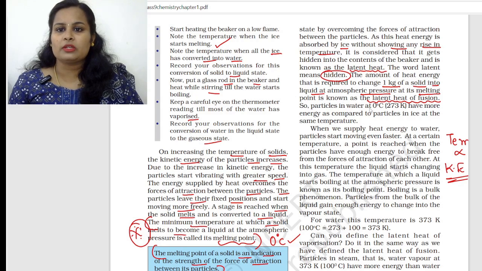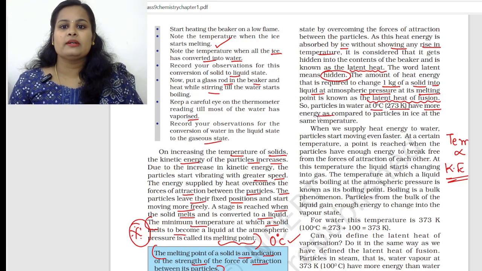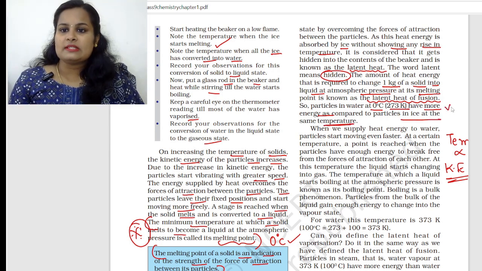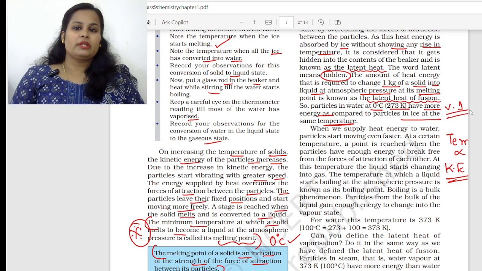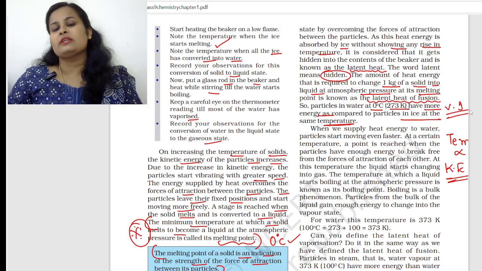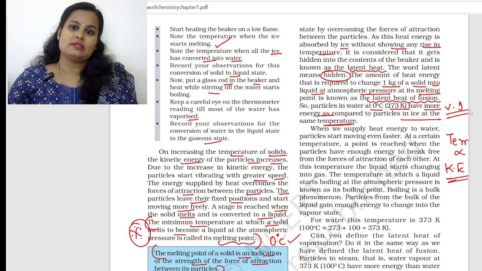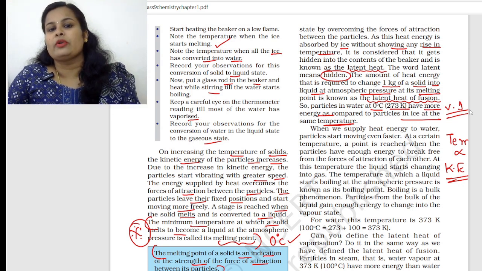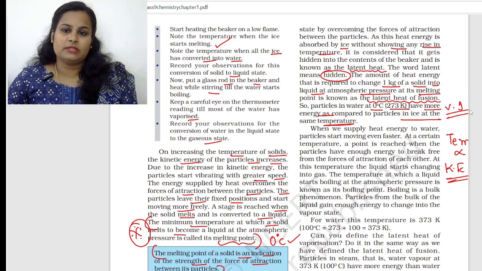So the particles in water at 0 degrees Celsius, which is again 273 Kelvin, have more energy as compared to the particles in ice at the same temperature. So this is again going to be very, very important. If you take ice at 0 degrees Celsius and water at 0 degrees Celsius, which is going to have more energy?